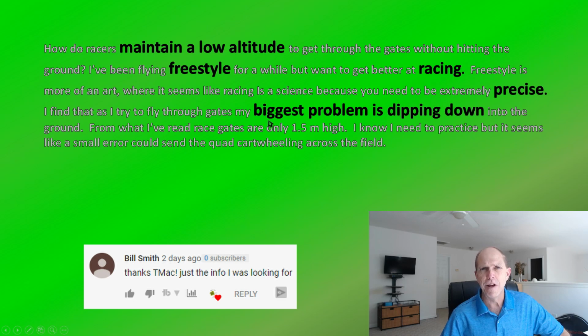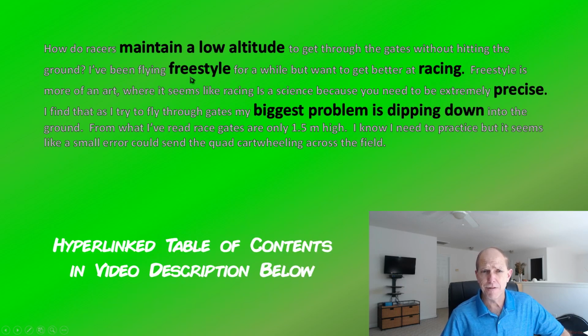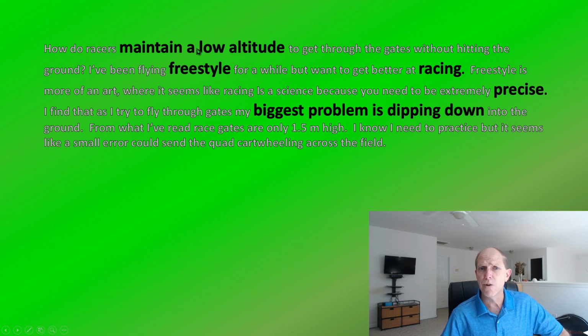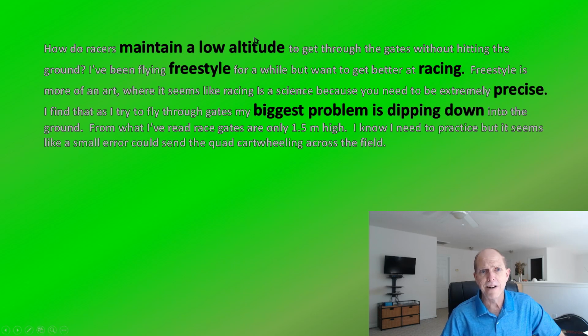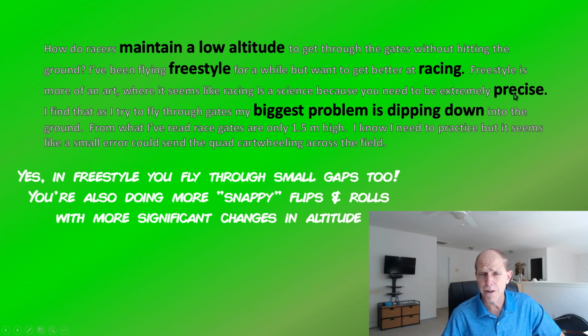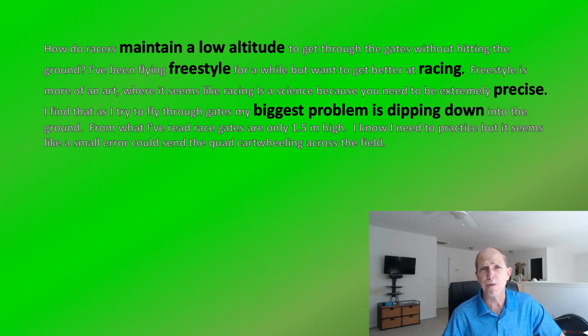one of our fellow FPV pilots who had been doing some freestyle flying, but he wanted to get better at racing. He was having a bit of a challenge maintaining a low altitude, with his biggest problem being that he was dipping down going through the gates. He was actually bobbing up and down in altitude. One thing that we wanted to point out here was he correctly acknowledges the fact that there's a different type of flying for freestyle than there is for racing. And when it comes to racing, you tend to have precision going through those small gates. With precision comes the need for better throttle resolution.